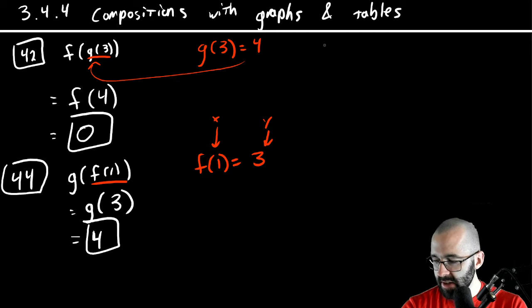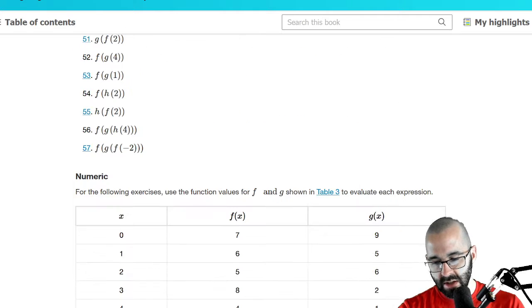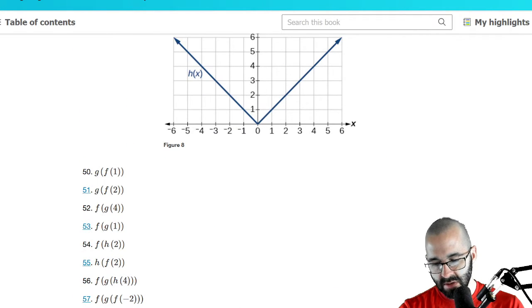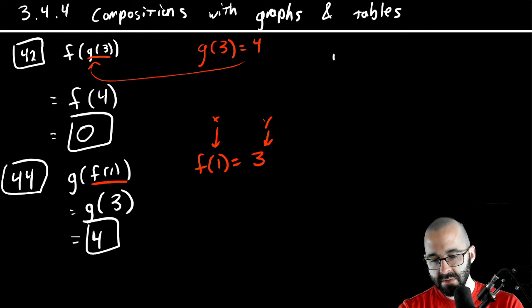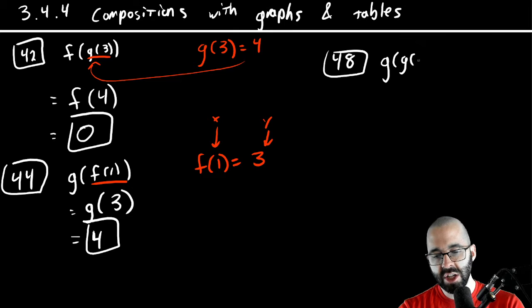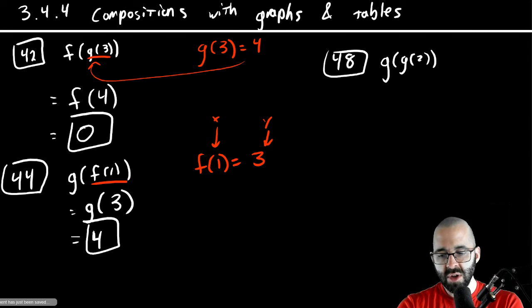Okay. Let's, whoa, where did I go? Let's do 48. We'll skip 46. G of 2. This looks a little weird, but it's the same strategy.